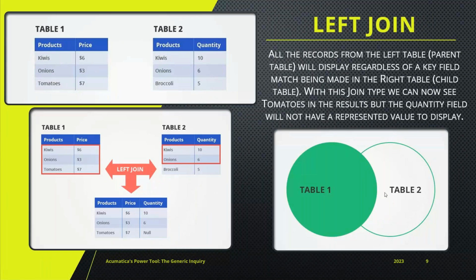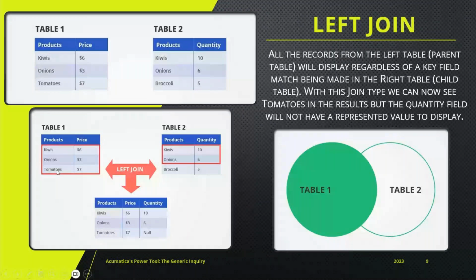And then here on the right join, it's exactly the opposite of a left join. Instead, table 2 becomes kind of your primary table, where kiwis and onions and now broccoli are going to be included. But again, that price could not be pulled from the other table, because broccoli doesn't exist over here.